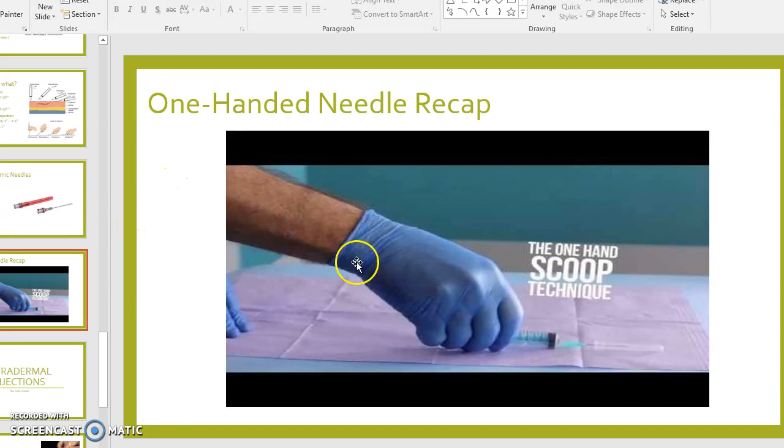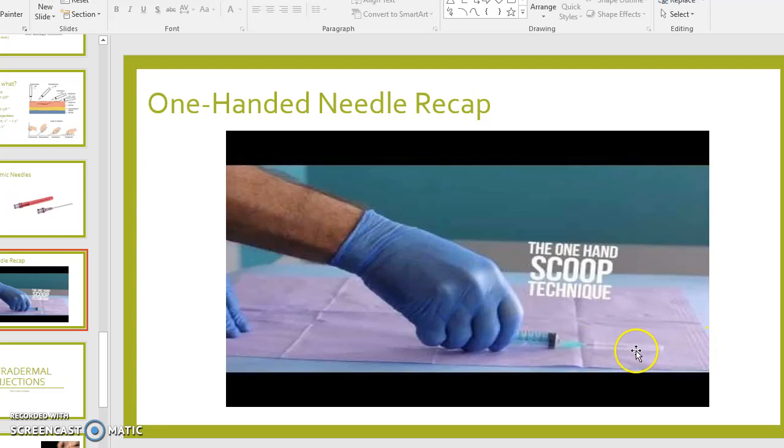This is for you to watch. This is the one-handed scoop technique, or the one-handed needle recap. So basically, and you're going to practice this tomorrow, you're not going to pick up the cap and shove it on top of the needle, because again, that puts you at risk from needle sticks. So it's recommended highly that you try not to recap as much as possible. You just switch out needles, or you use a safety needle and then switch out to a new needle. But if for any reason you do have to recap your needle, this is how you would do it.